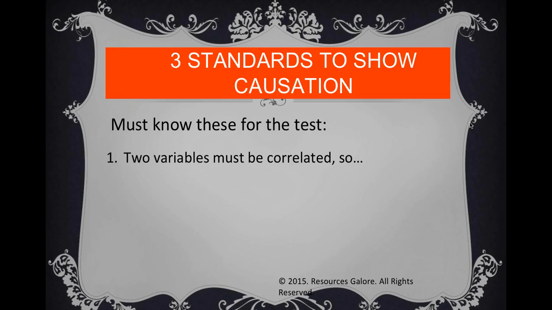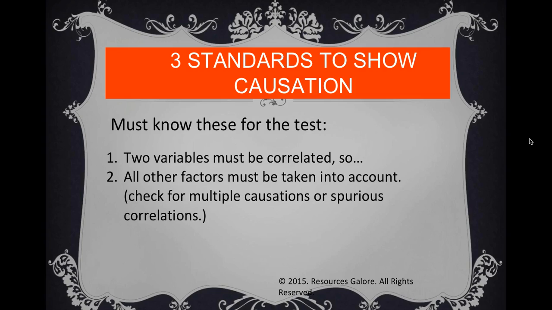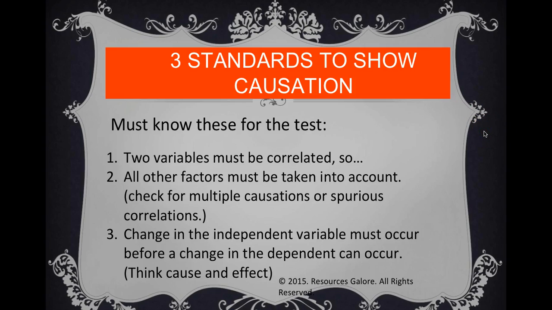First of all, the two variables must be correlated. Second of all, other factors must be taken into account. So in other words, you've ruled out multiple causation or spurious correlations. And then finally, if there is a change in the independent variable, there necessarily has to be a change in the dependent. So think again, cause and effect.